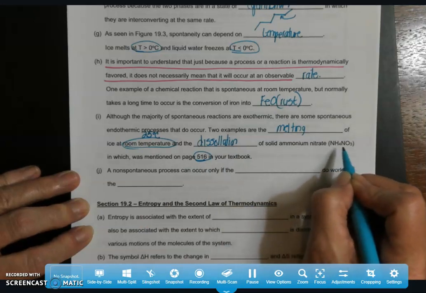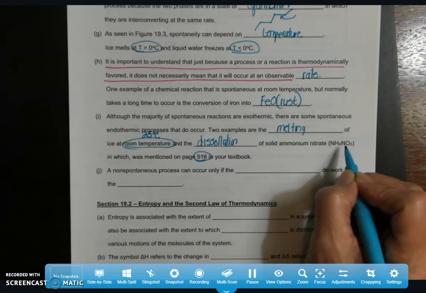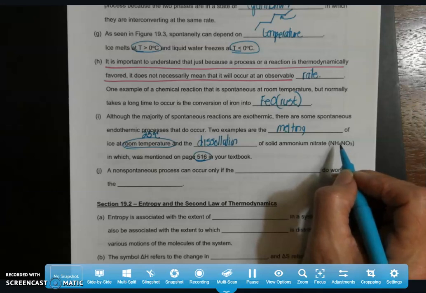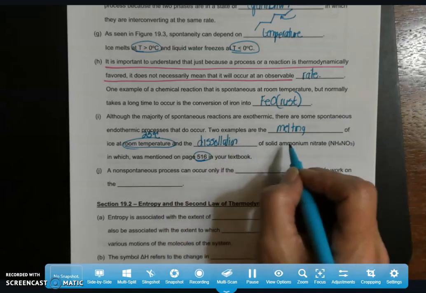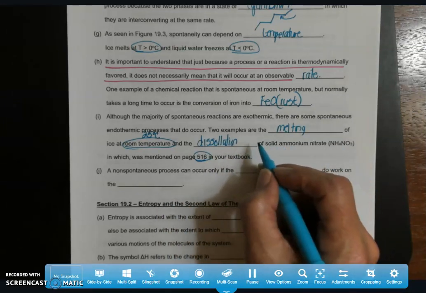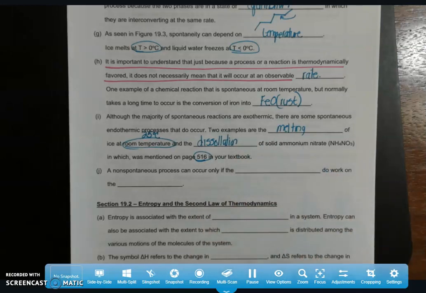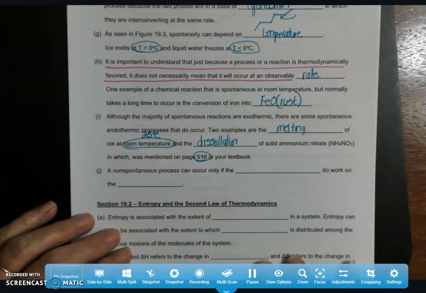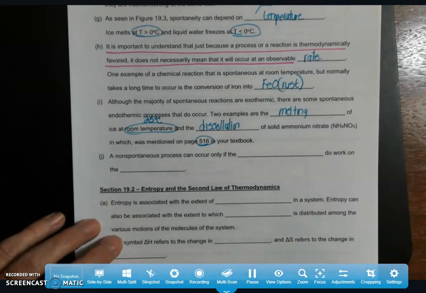When I simply dissolve ammonium nitrate in water, it is one of the few salts. Most salts do not absorb energy when they dissolve, but ammonium nitrate does, and it is an endothermic process that, because it is dissolving, is considered to be spontaneous.